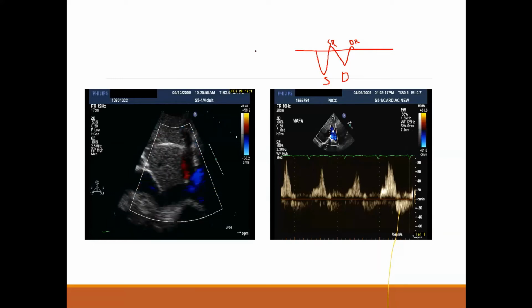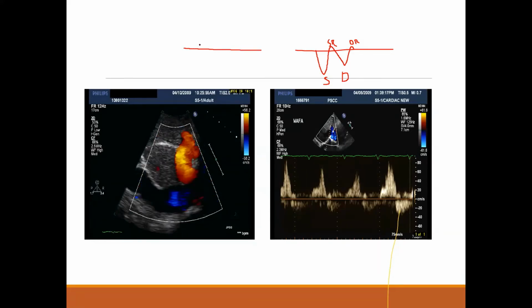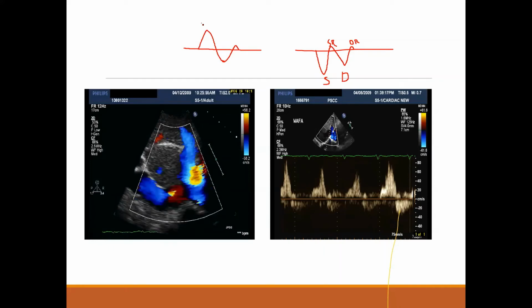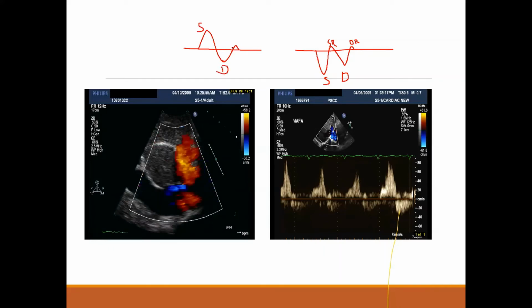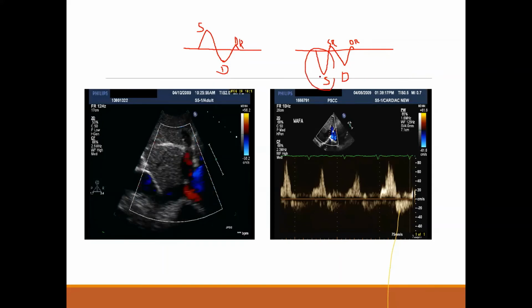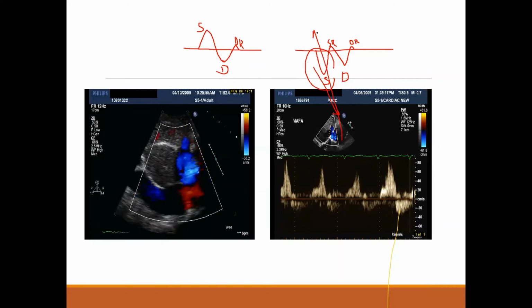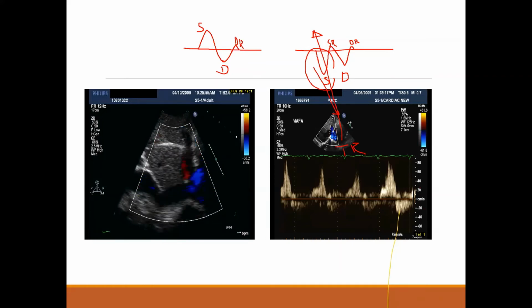Now if I have severe TR, what I'm gonna find is the systolic wave becomes upward, and I have the D and the diastolic reversal. So what does that mean? It means that instead of forward flow during systole, now I have backward flow into the hepatic vein coming from the severe TR.